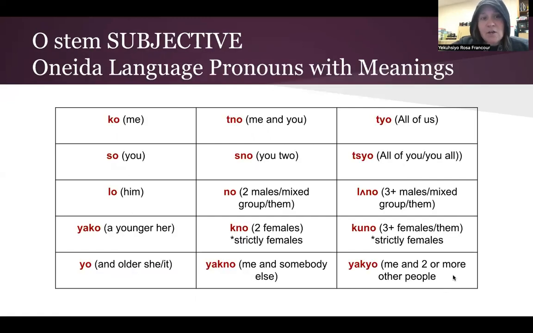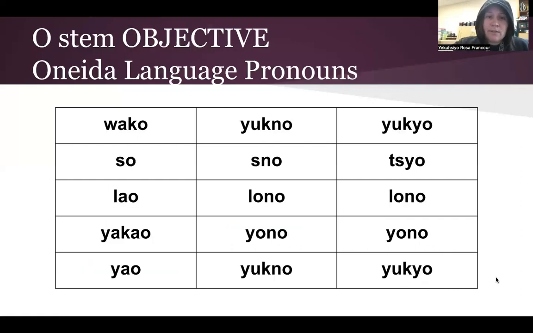So our meanings: go is me, zo is you, lo is him, yogo is her, yo is an older she or it. Second column: no is me and you, sno is you two, no is two males, gno two females, yugno me and someone else, dio all of us, jo all of you, lano three or more males, guno three or more females, yugyo me and two or more other people. All right, that's our subjective. Let's do the objective. I'll say it, and then I want you to repeat it.